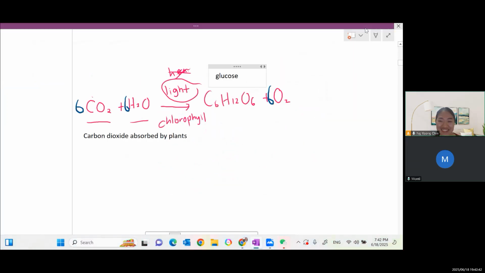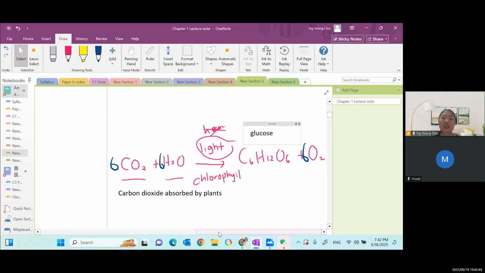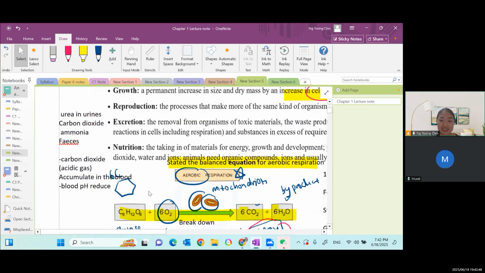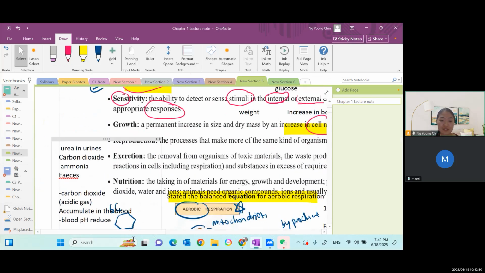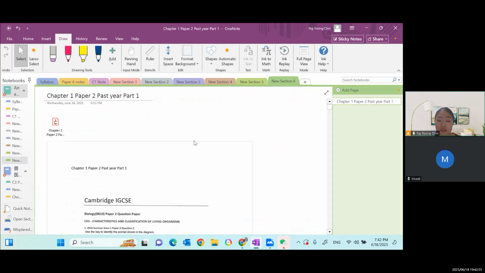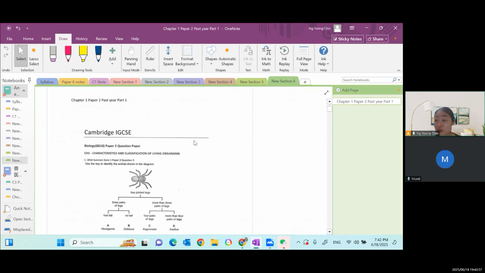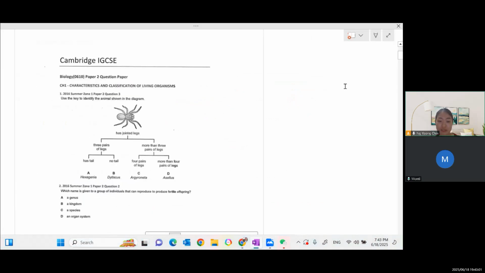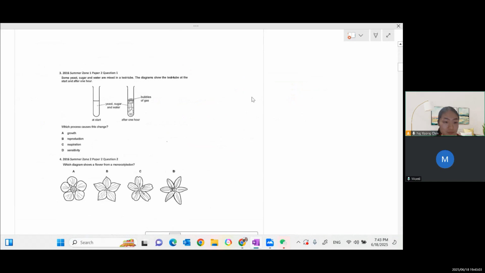Okay, I think we can try to do some questions. I think you understand the concept very well. But yeah, study is like this. Because they like to come out in what we call paper 2, which is the multiple choice questions, we can do some example questions.